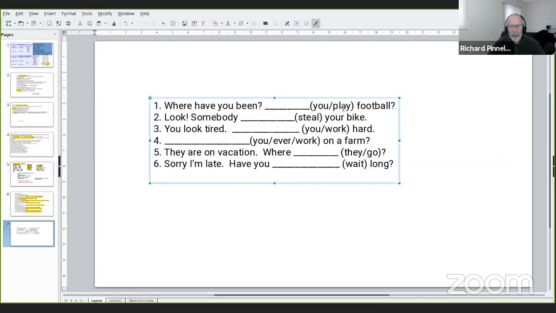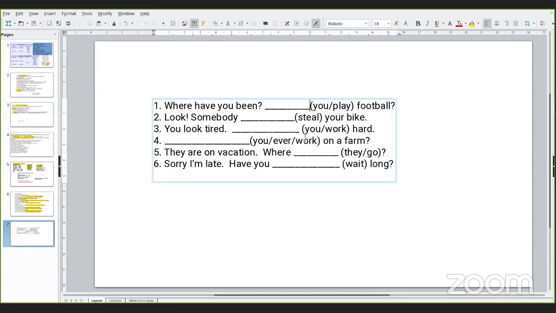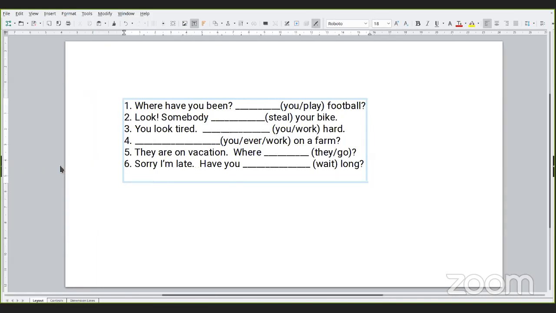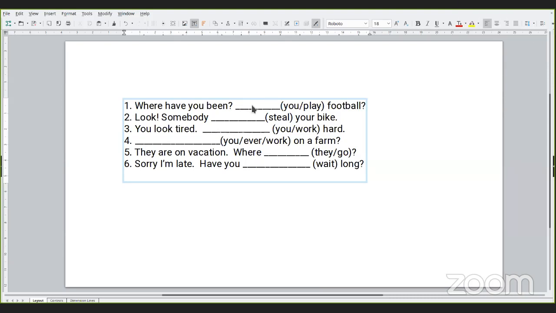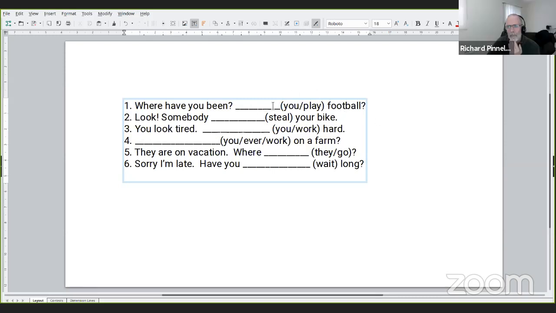So we need to put the verb in the correct form. Where have you been? This is a question. Playing football? Yeah, very good, Enrique. You're going to ask them a question. So you're going to say, hey, where have you been? ¿Dónde has estado? Where have you been? No, you've got to ask a question.